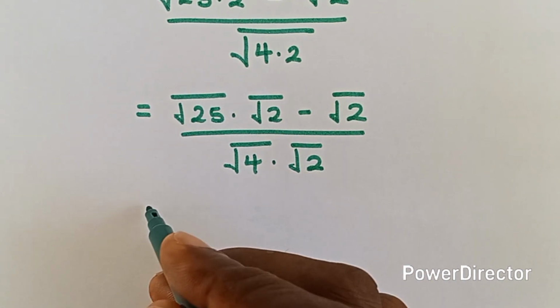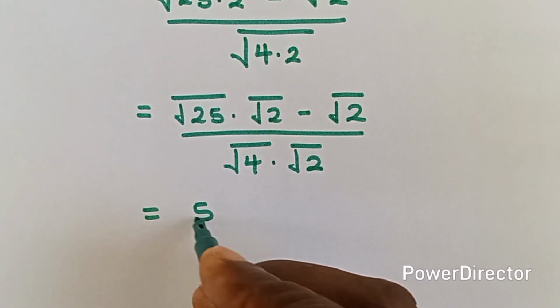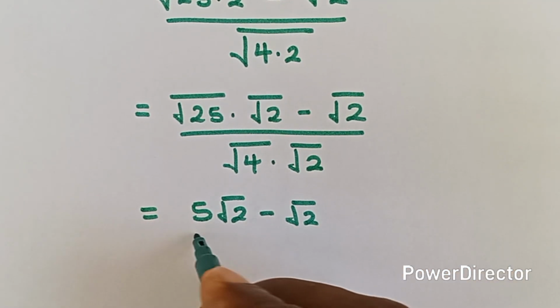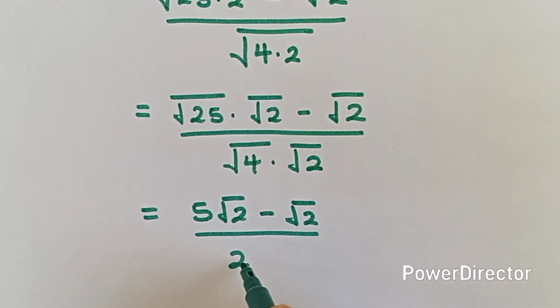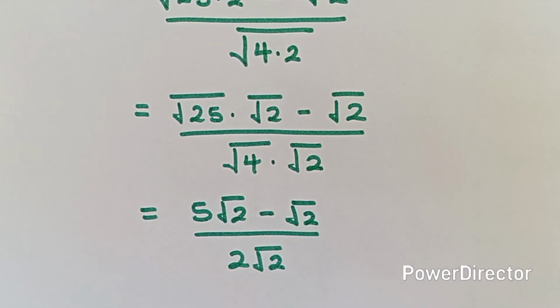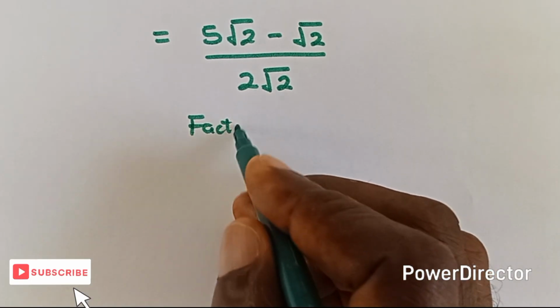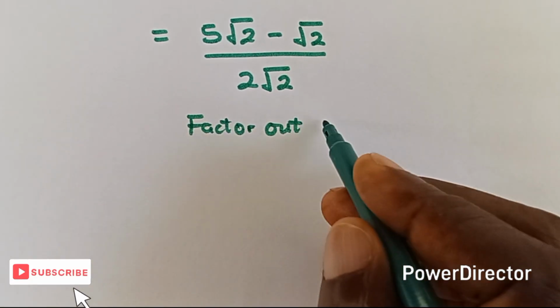Okay, now we can find the square root of 25, which is 5. Then root 2 minus the root 2 over the square root of 4 is 2. So that will be 2 root 2. Alright, so now what we are going to do is to factor out root 2. Root 2 is common. We can factor it out.